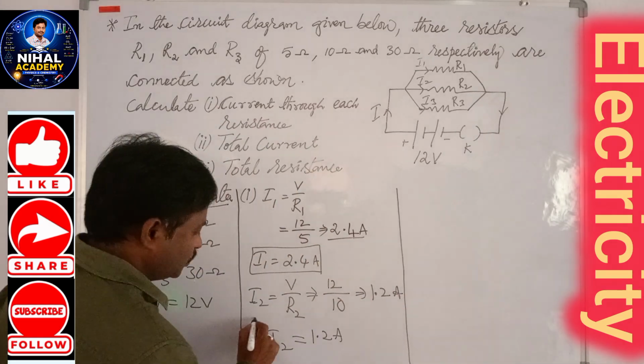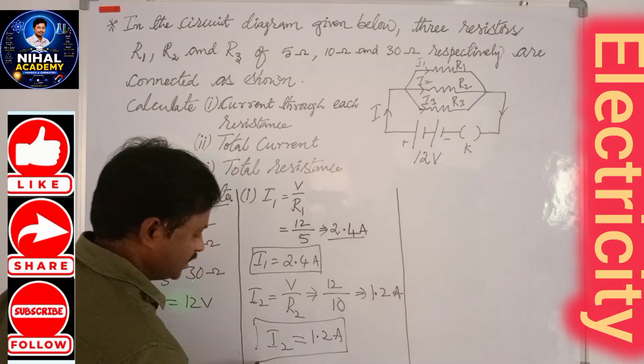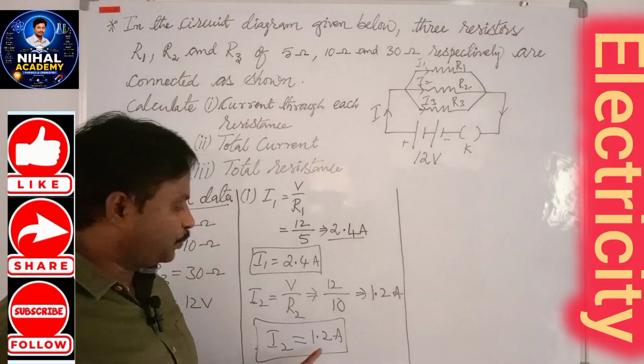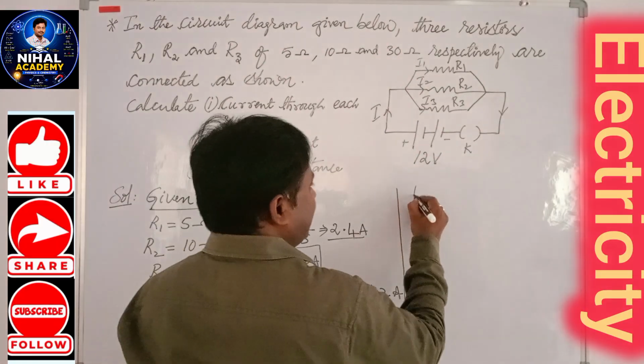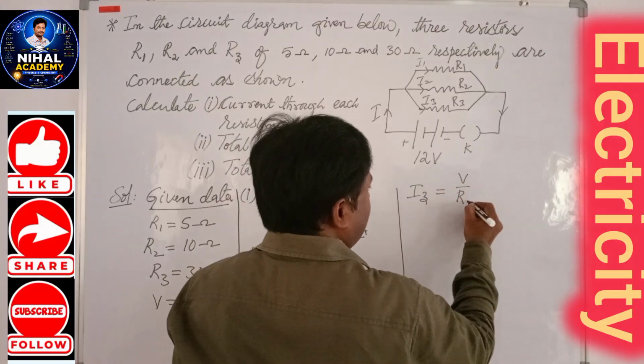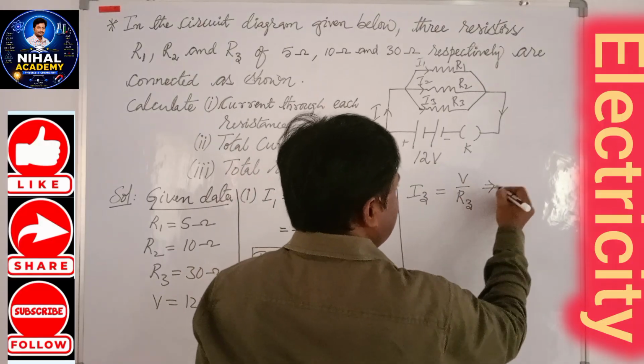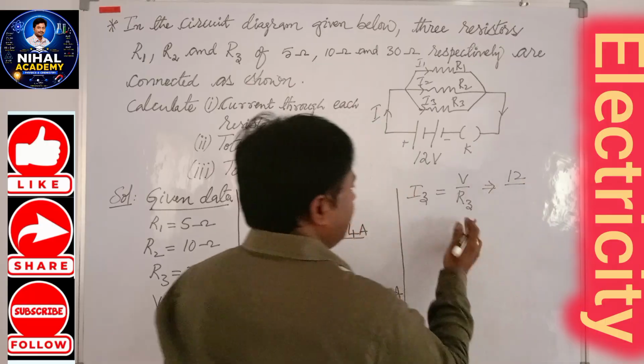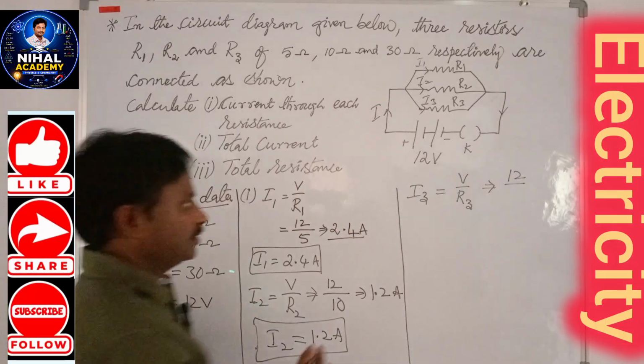So I2 is also calculated. That means the current passing through the second resistance is 1.2 amperes. Now I3 is equal to V by R3. So the V value is 12 by R3. The R3 value is 30.